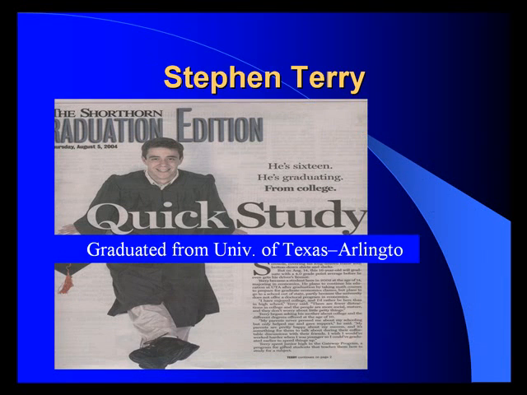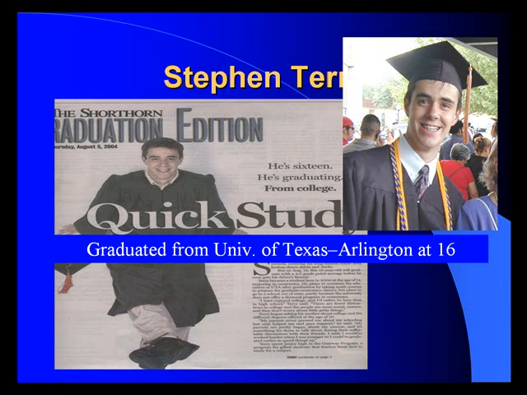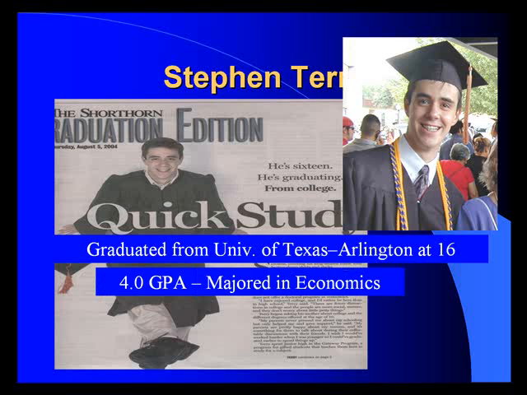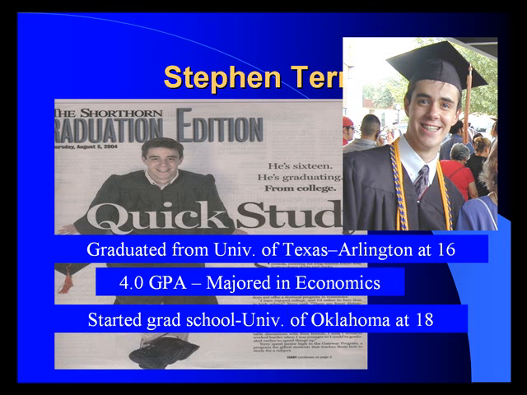Stephen Terry. He graduated from the University of Texas at Arlington at 16. Had a 4.0 grade point average, majored in economics. Started graduate school at the University of Oklahoma at 18 and had his master's degree in math at 19 with a 3.97 grade point average, 1B.